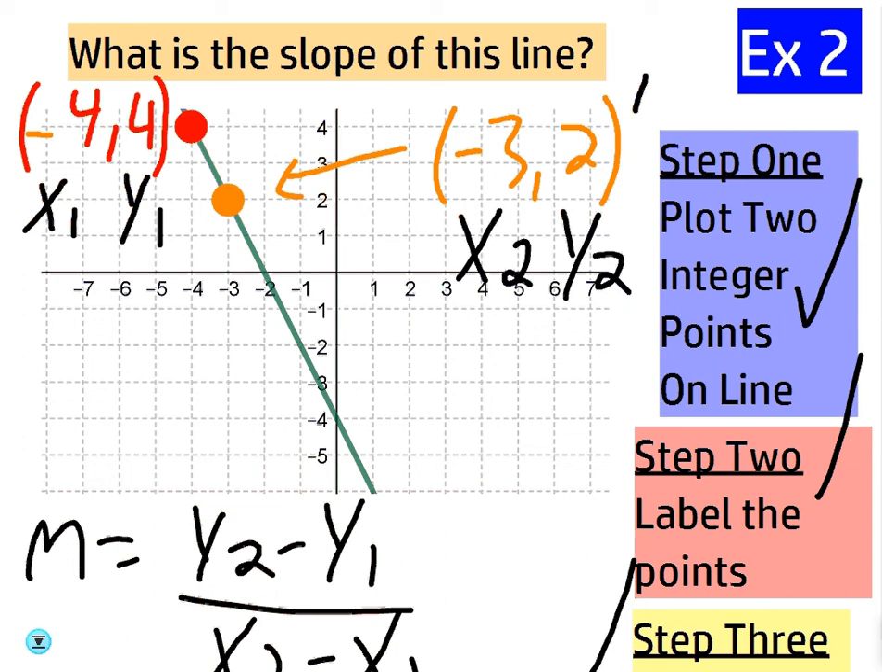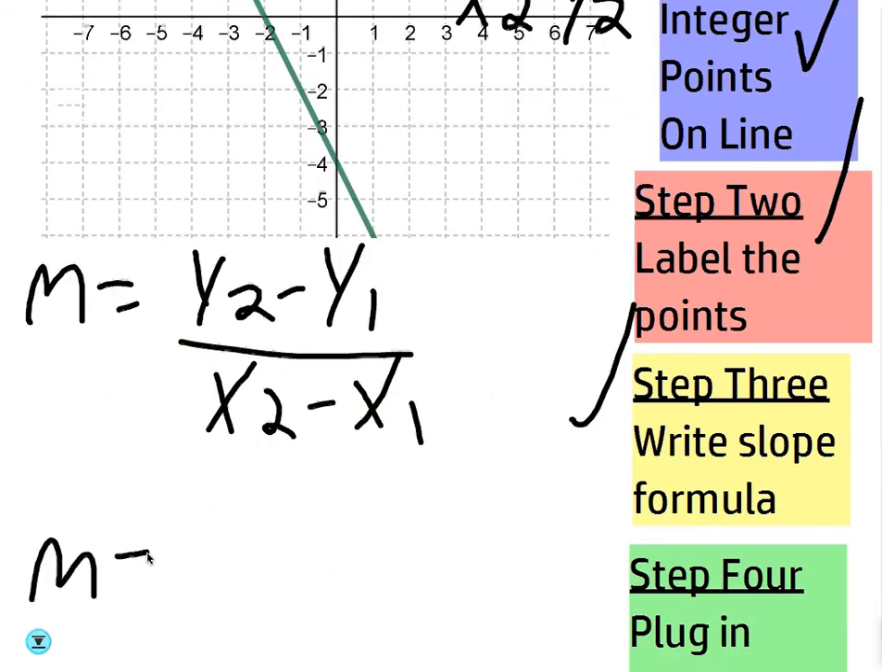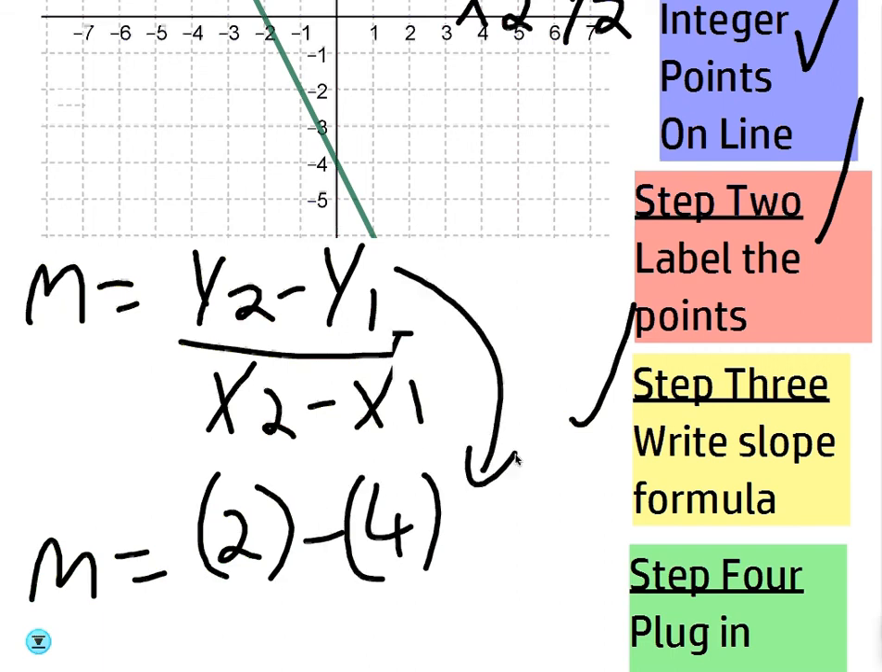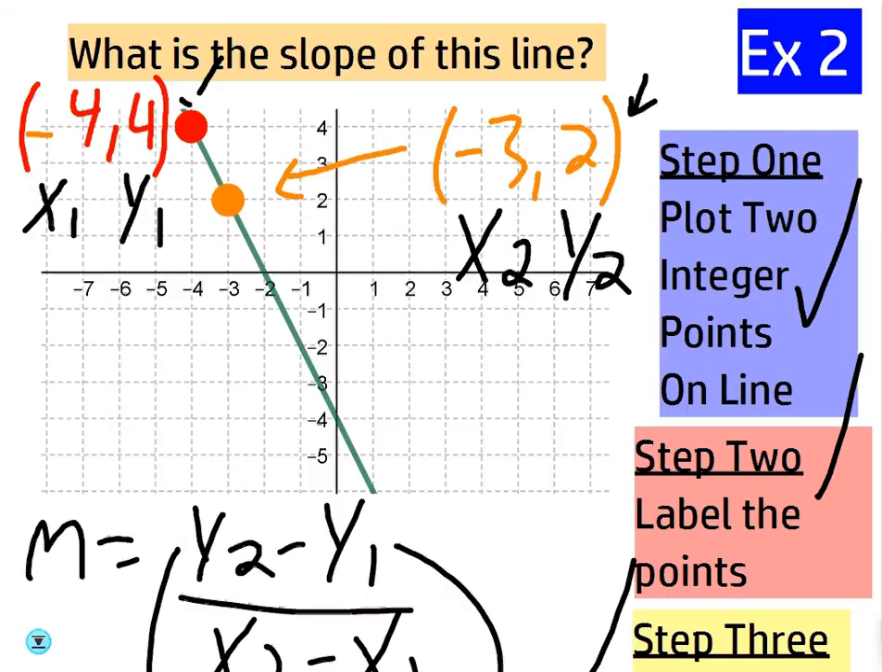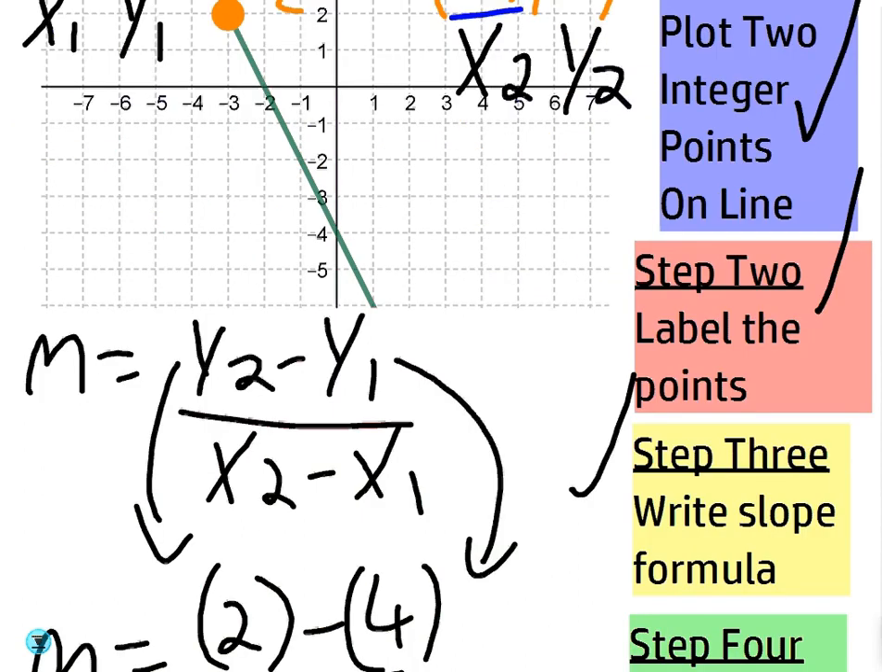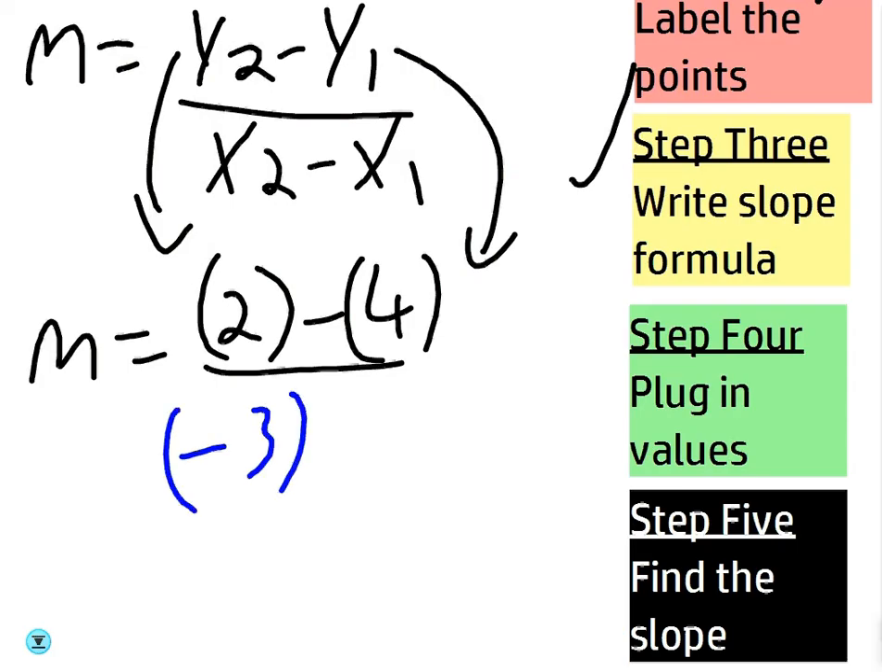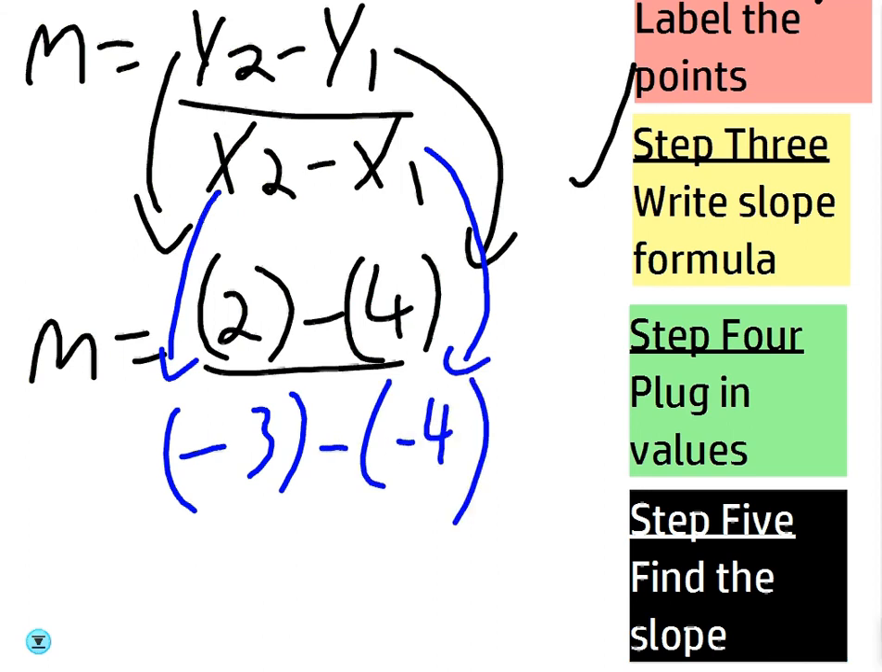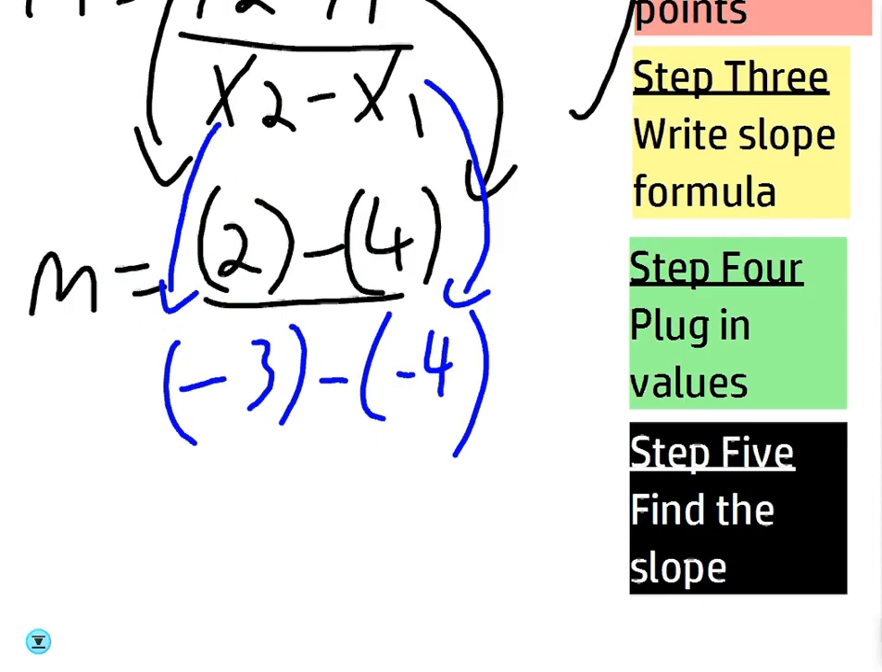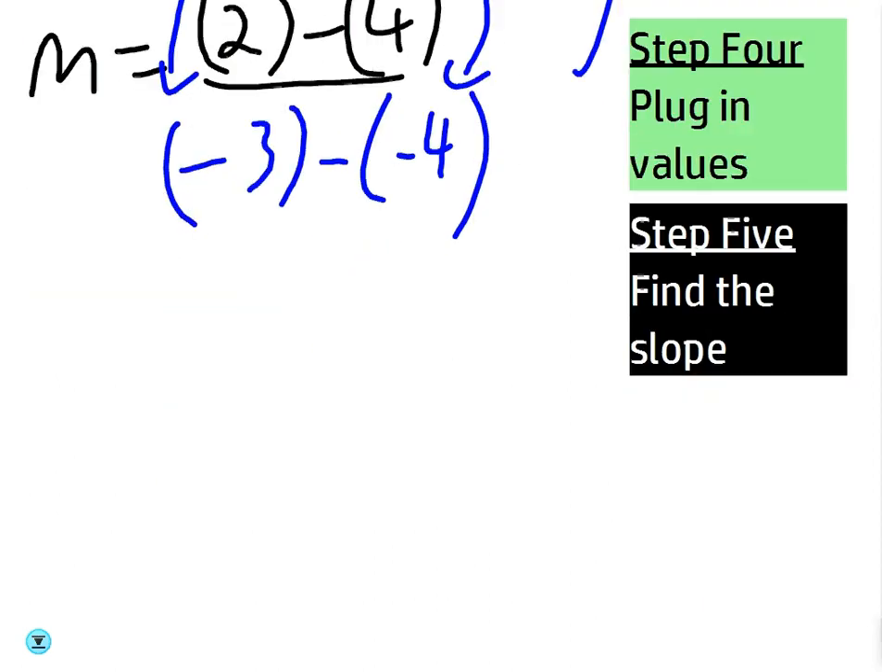y2 is 2, and y1 is 4. So it's kind of like this, 2 minus 4. We're literally just plugging those in for y2 and y1. Okay, then we have x2 and x1, which is negative 3 and negative 4. So negative 3 goes in for x2, and negative 4 goes in for x1. So we're subtracting a negative on the bottom. That's step 4, plugging them in. Now we're just going to solve.